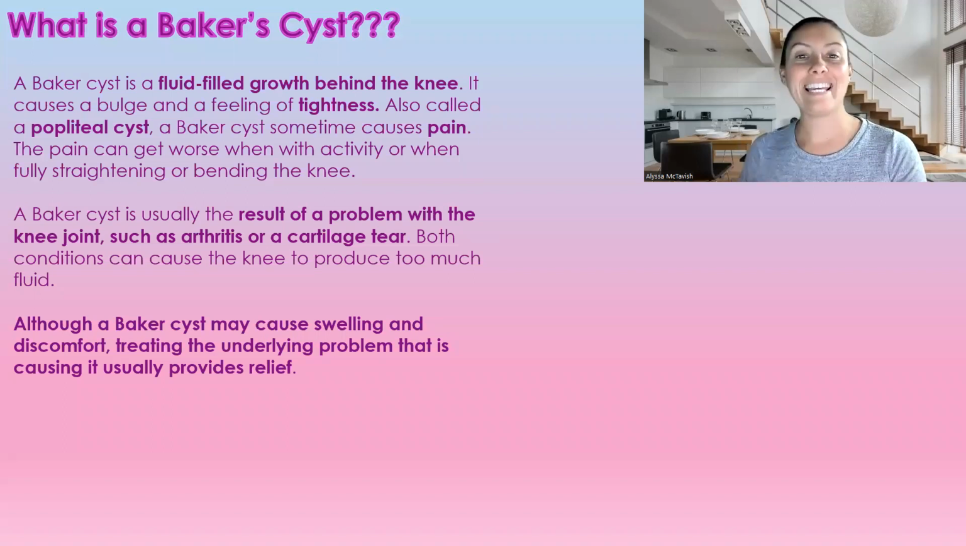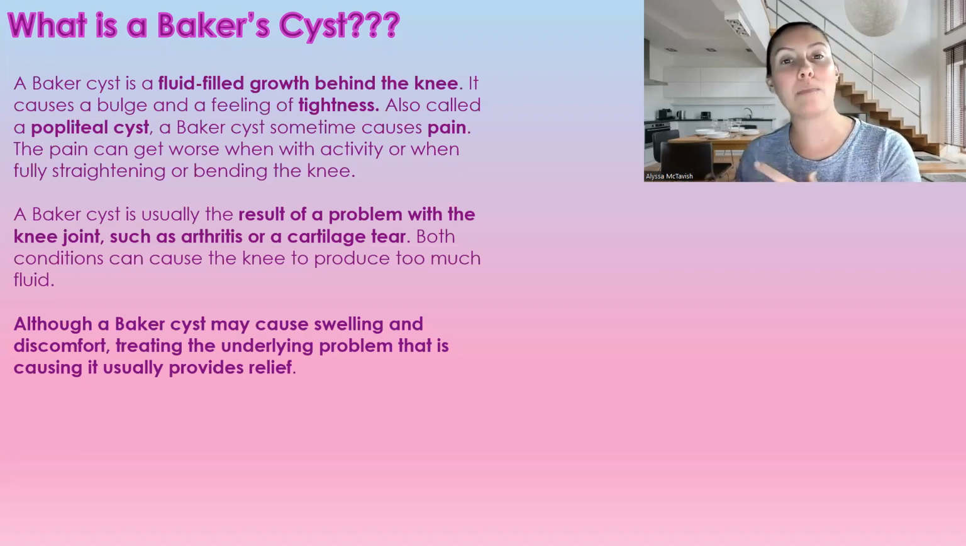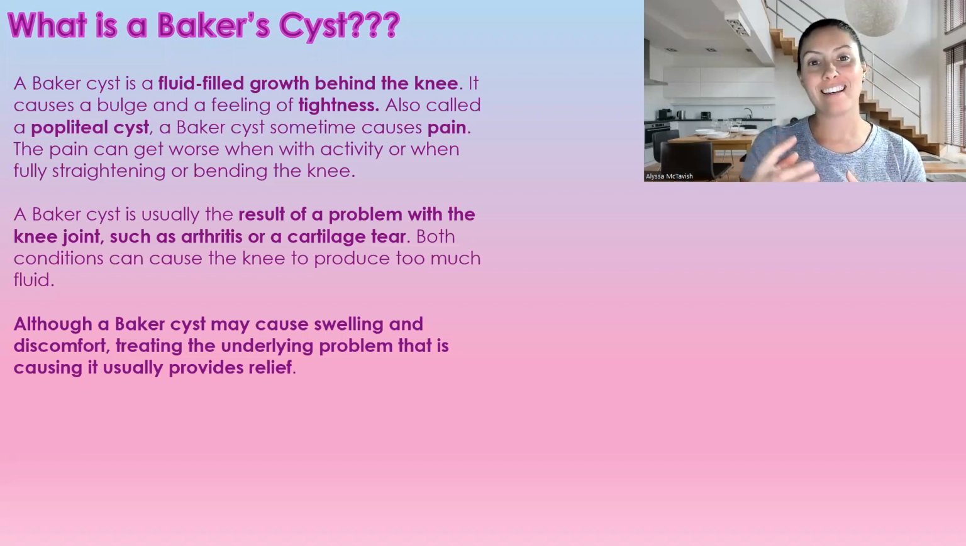So what is a Baker's cyst? It is a fluid-filled growth behind the knee, okay? So it does get quite tight. It kind of bulges at the back of the knee there. It's also sometimes called a popliteal cyst because the knee is called the popliteal.